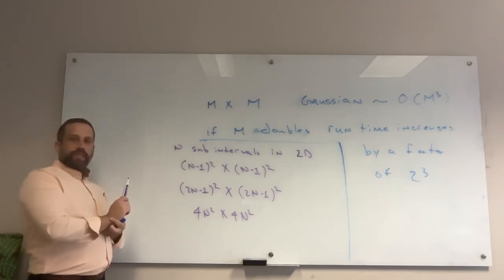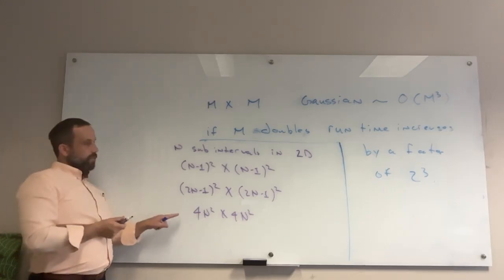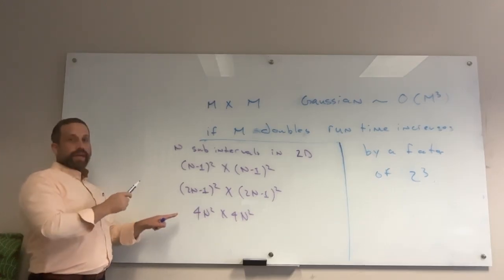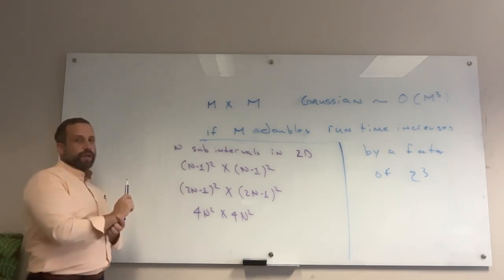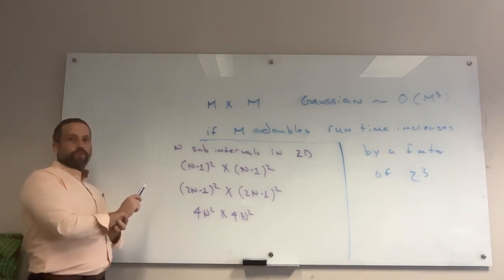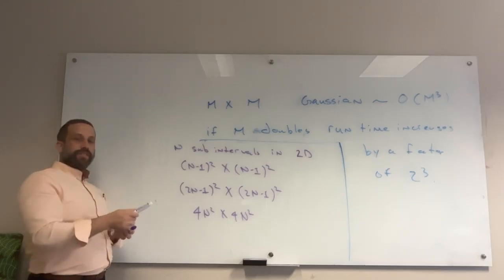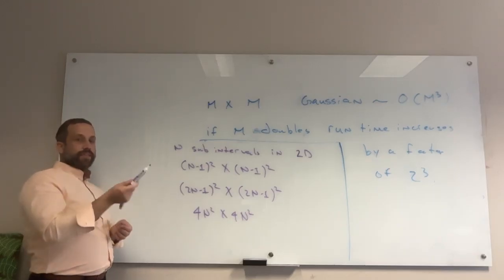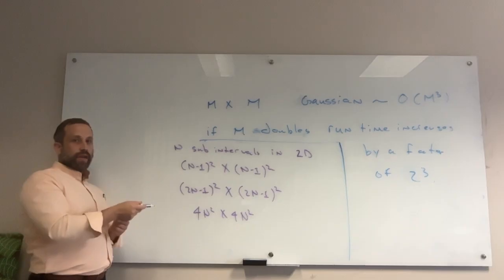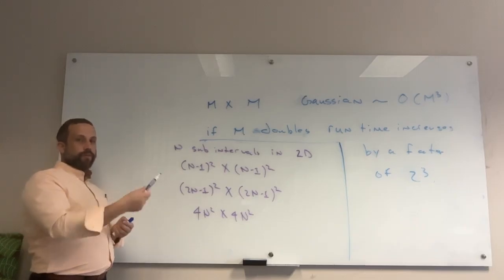Okay, so you can see what's happening now. Instead of being 2 to the power of 3, it's going to be 4 to the power of 3, which is 2 to the power of 6. And in 3 dimensions, it's not going to be that. It's going to be 8 to the power of 3, or 2 to the power of 9.